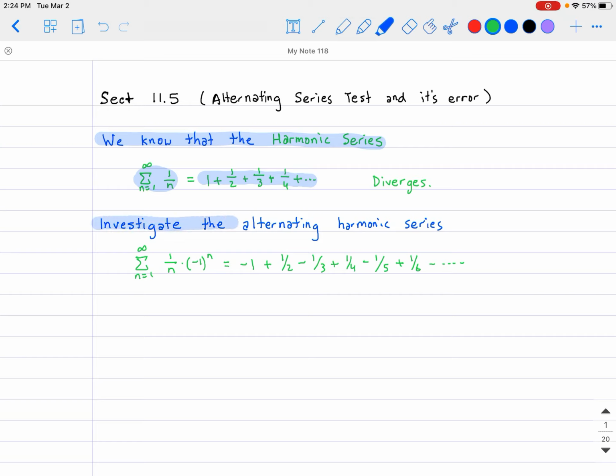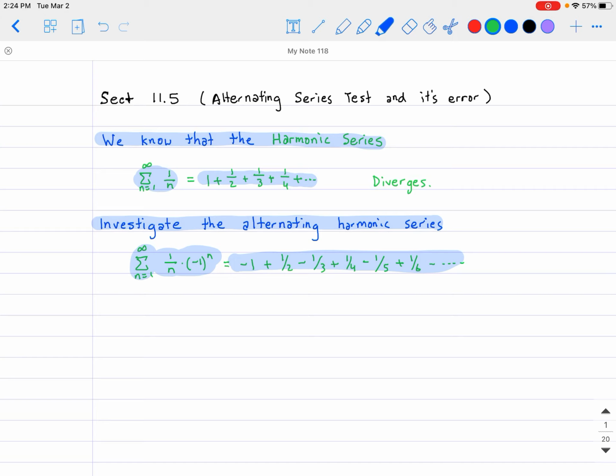So my question is, let's investigate that alternating harmonic series. This time we have the summation from n equals 1 to infinity of 1 over n, but there's an extra part to it where you have -1 raised to the n power. That takes each term and makes it alternate between positive and negative and so on. And I want to find out what happens if you add up all the terms.